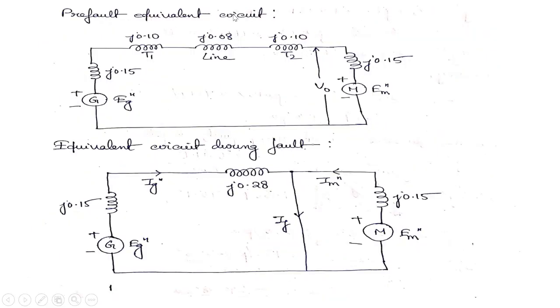So this is the pre-fault equivalent circuit. We had the reactances at 15% for both of these. So per unit reactance is 0.15 and 0.15. For transformers we had 10%. The per unit reactance is 0.10 and 0.10.